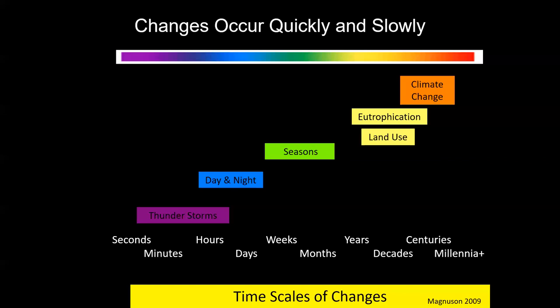And then climate change is the slow one here. It occurs over years, decades, actually decades and centuries, and it's hard for us to see and respond to changes that are slow like that. Next.